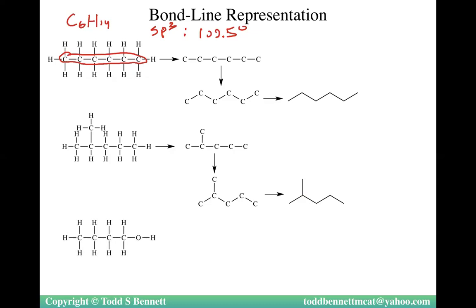Last but not least, I'm going to do an alcohol, 1, 2, 3, 4 carbons. So but, OH, so butanol. The OH is on carbon 1, so we're going to do 1-butanol. So 1-butanol will have the formula C4H10O. But we can also represent it as C4H9OH.